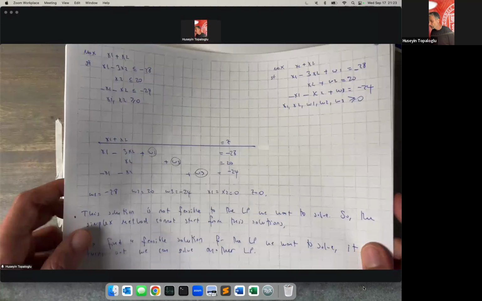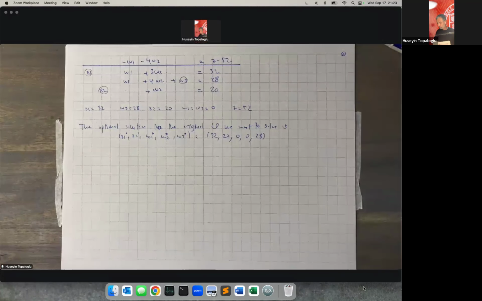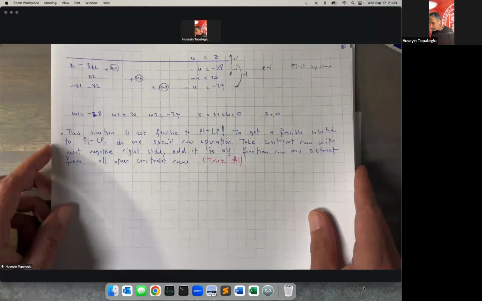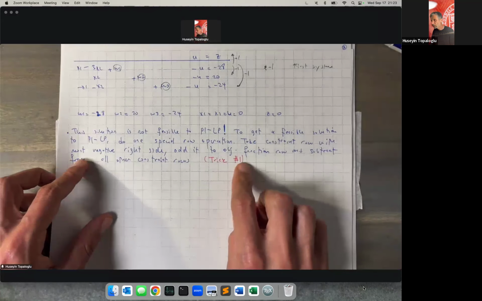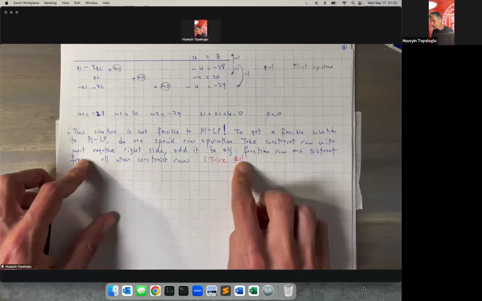So then, let me show things one more time so that we remember these tricks. We learned 3 tricks today. Trick number 1. When we solve the phase 1 linear program, to get an initial feasible solution to the phase 1 linear program, you don't immediately get it, but there's a simple row operation that immediately gets you an initial feasible solution to the phase 1 linear program.